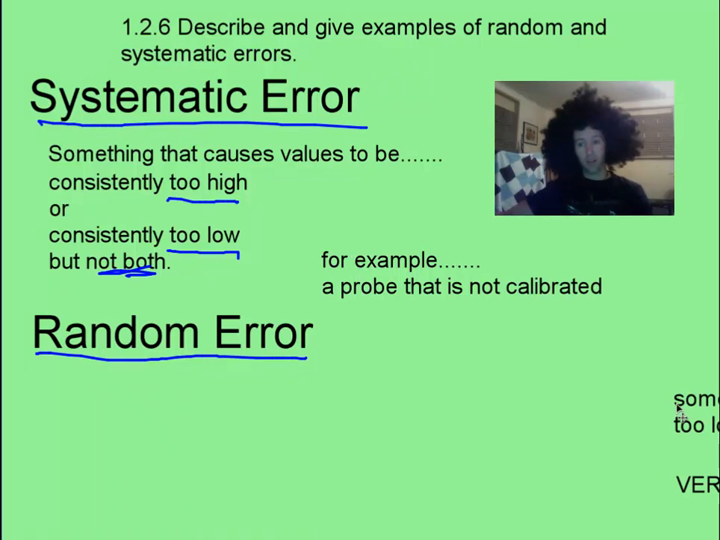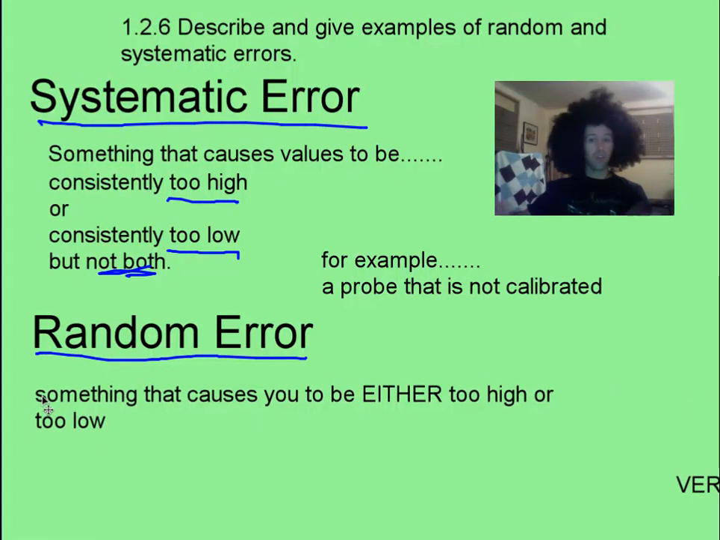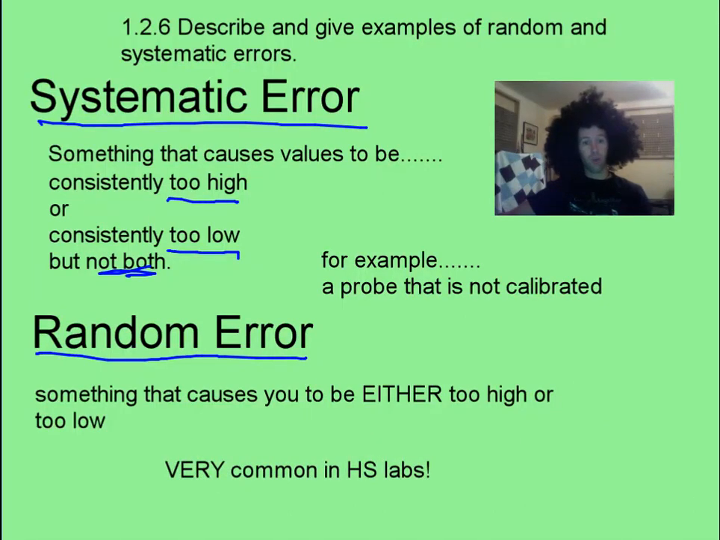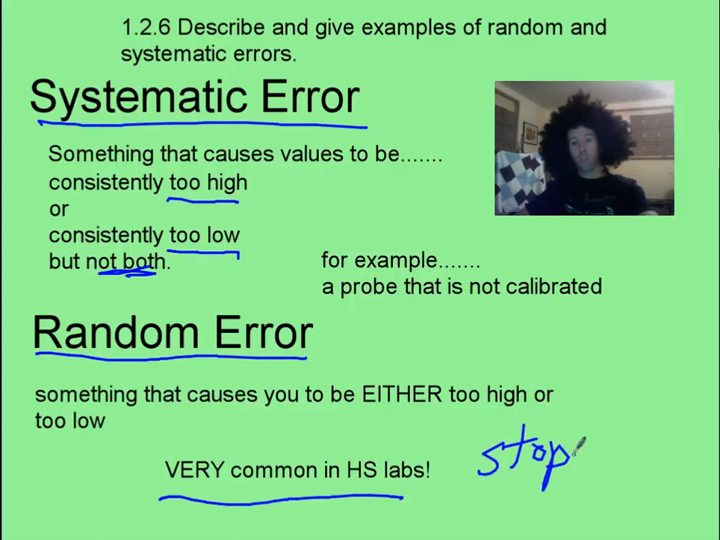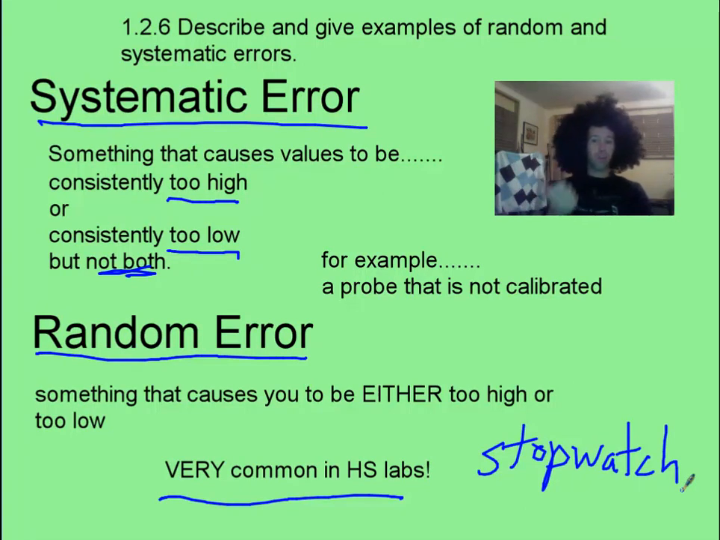Now a random error, on the other hand, is going to make you randomly high on one measurement, then the next measurement might be too low. And in most of the lab situations, you're going to have random errors. Systematic error I see in high school students' labs is a much less common error to have. And one thing that almost always gives you random error is when you're using a stopwatch. If you're just timing someone, sometimes you stop it too early, sometimes you stop it too late. You're going to be all over the place on that, making it random, sometimes high, sometimes low.